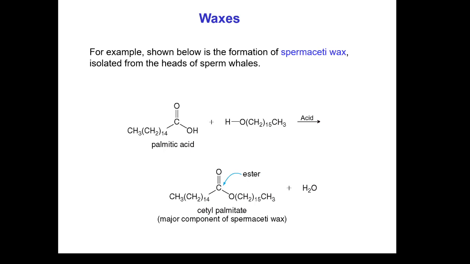Okay. So spermaceti wax is the wax that covers the head of sperm whales. It protects their bodies essentially from losing water, their heads losing water and things like that. But it's a reaction of palmitic acid. And look at the alcohol chain. The alcohol chain is a 16 carbon alcohol chain.